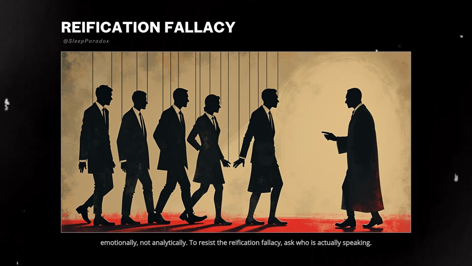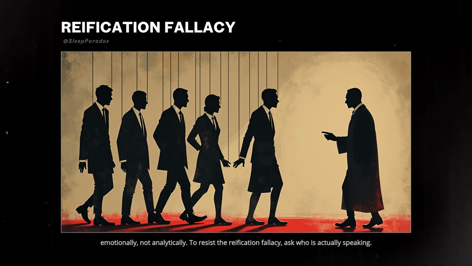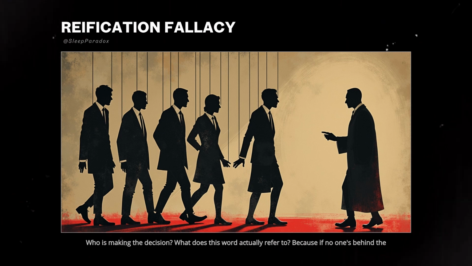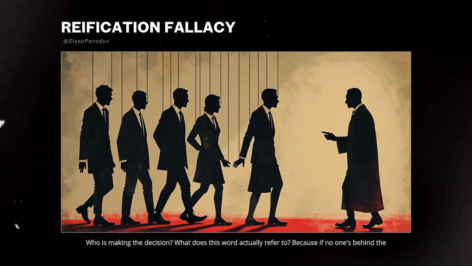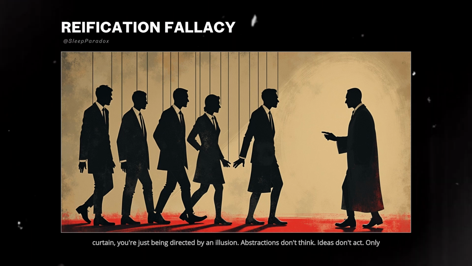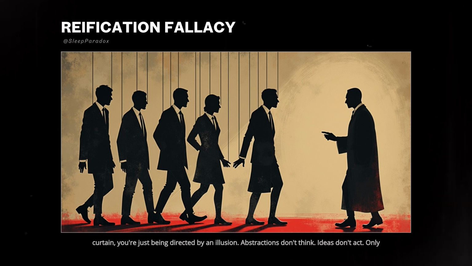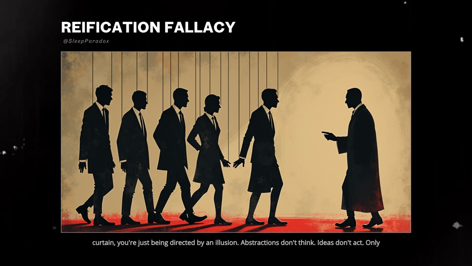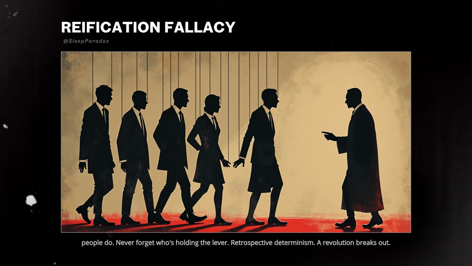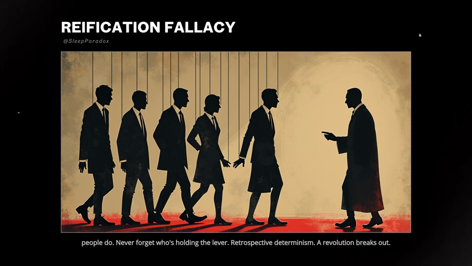To resist the Reification fallacy, ask who is actually speaking, who is making the decision. What does this word actually refer to? Because if no one's behind the curtain, you're just being directed by an illusion. Abstractions don't think. Ideas don't act. Only people do. Never forget who's holding the lever.